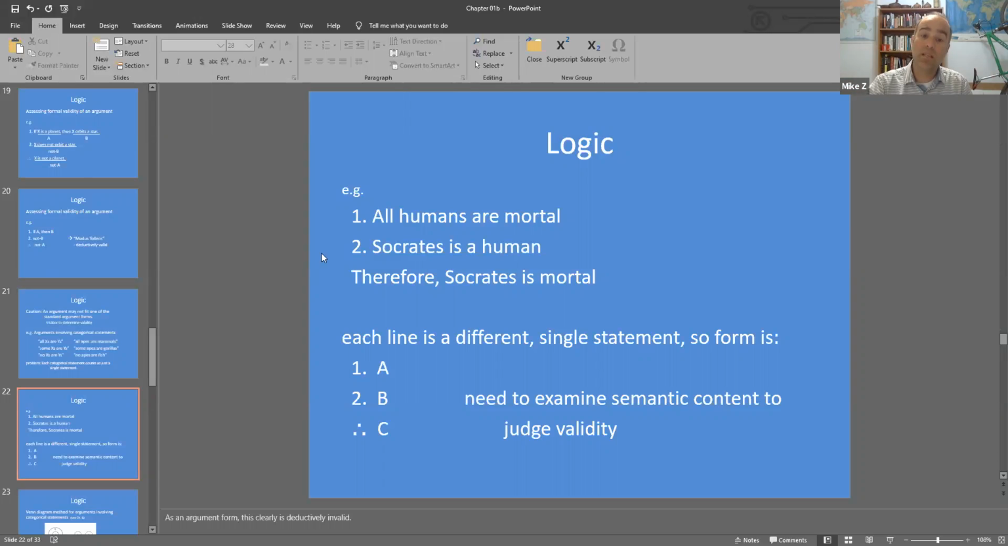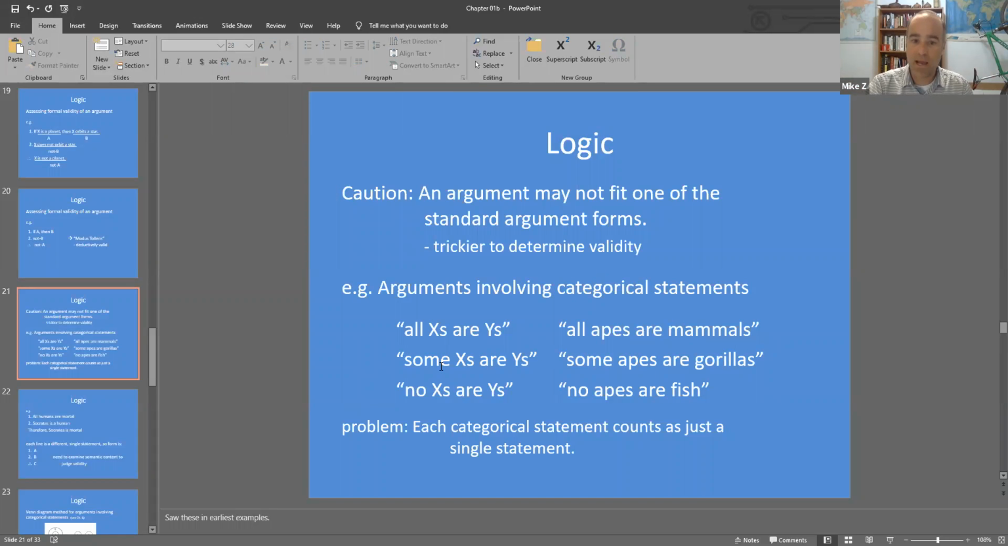And so when we're dealing with these kinds of categorical statements that say all of one thing is another thing, like all humans are mortal, or all apes are mammals, or some X's are Y's, some apes are gorillas, or no X's are Y's, like no apes are fish, that's a categorical statement about apes. So in that kind of situation, we have to change our strategy a little bit.